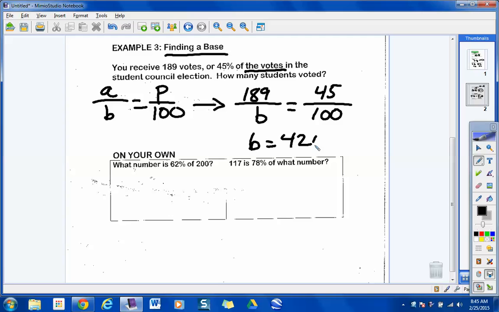So they're saying, you know what? I got 189 of the 420 votes. What percent was that? 45. You think 45% is enough to win an election? No. Maybe. Why no? Why do you say no?